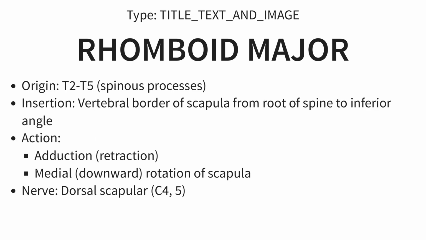The rhomboid major muscle originates from the T2-T5 spinous processes and inserts at the vertebral border of the scapula from the root of the spine to the inferior angle. Its actions include adduction, retraction, and medial, downward rotation of the scapula. It is innervated by the dorsal scapular nerve, C4-5.